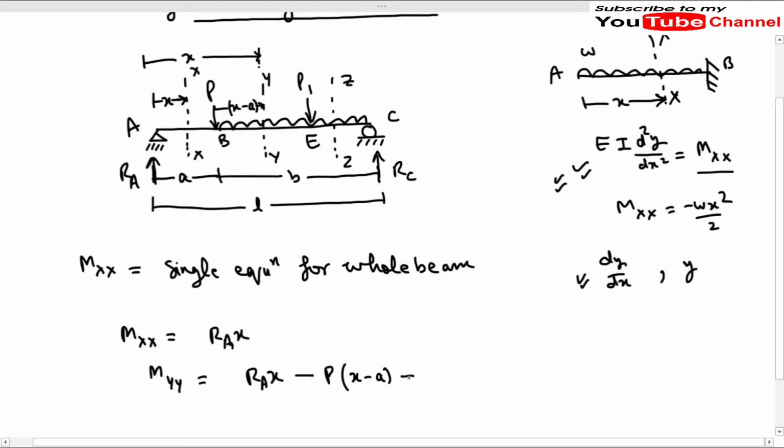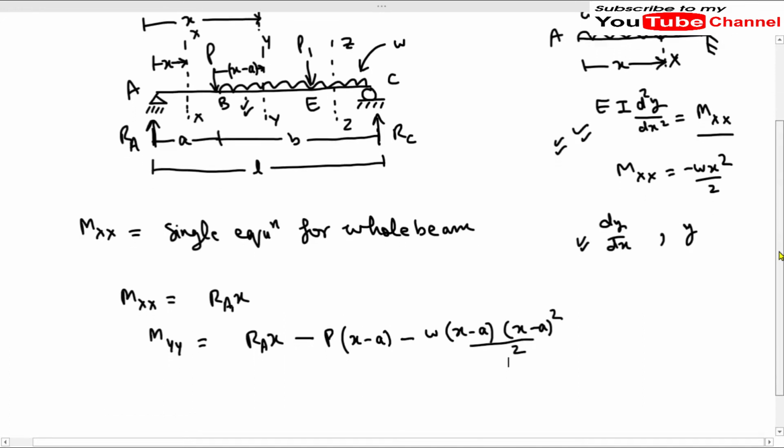Now the other bending moment will be due to this UDL. The intensity of UDL is W, so we don't need to write the units here. The bending moment will be W times (X minus A) into (X minus A) whole square by 2. So this is the equation for bending moment at YY. Now we have another section ZZ.